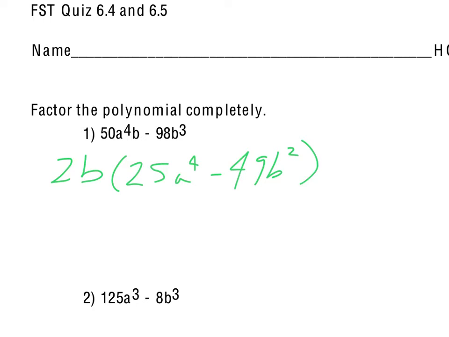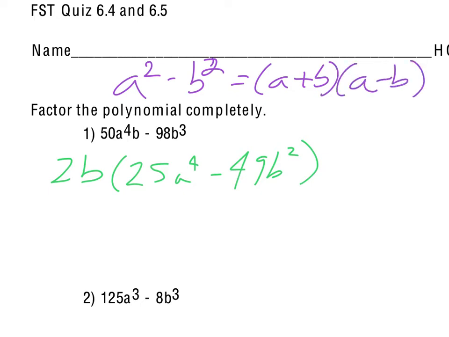So you'll remember that difference of squares pattern. It's a squared minus b squared. And that factors as a plus b times a minus b. So in this case, we still have our 2b out front.